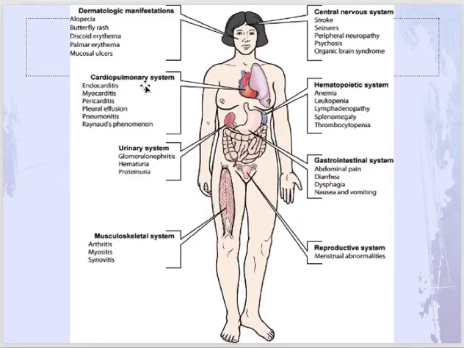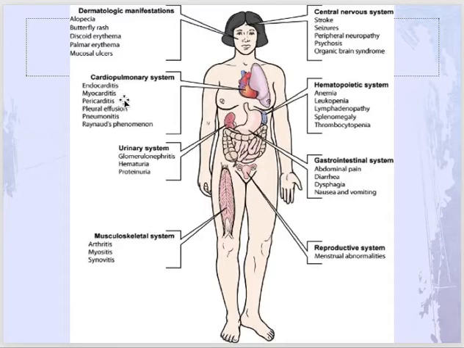Now you can see the cardiopulmonary involvement over here. When it is cardiopulmonary involvement, they may have Libman-Sacks endocarditis, myocarditis, pericarditis, pleural effusion, pneumonitis, and Raynaud's phenomena. Libman-Sacks endocarditis, I showed you the photograph, right? Of course, it's a non-bacterial type of endocarditis. Though these symptoms are not so common, 25% of the cases get this.